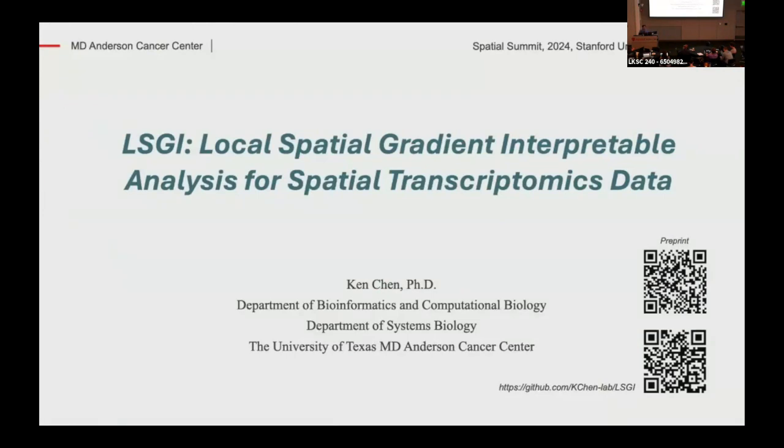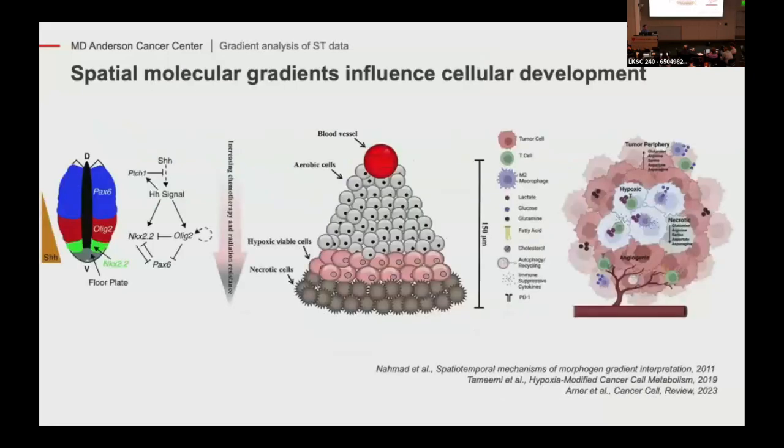I'm here to share one of our recent works, detecting spatial gradients from spatial transcriptomic data. This is one of my postdocs' work. We're pretty much motivated by the biology. As you know, spatial gradients, including morphogens, direct the patterning of cell distributions from embryogenesis and organogenesis.